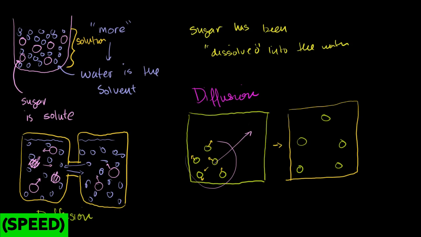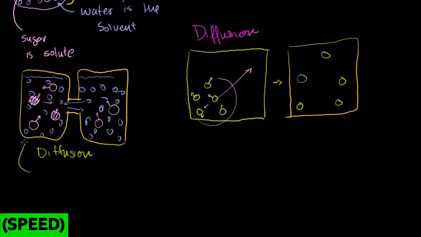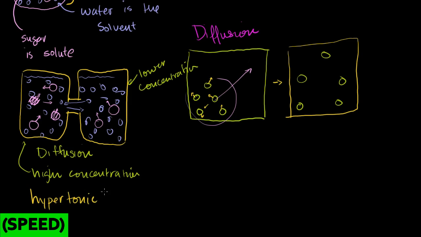And just so that we learn some other words that tend to be used with the idea of diffusion: when we started off, the left-hand side container had a higher concentration. It's all relative, right? It's all higher than this guy. And this right here had a lower concentration. And there are words for these things. This solution with a high concentration is called a hypertonic solution. Let me write that in yellow. Hypertonic solution.